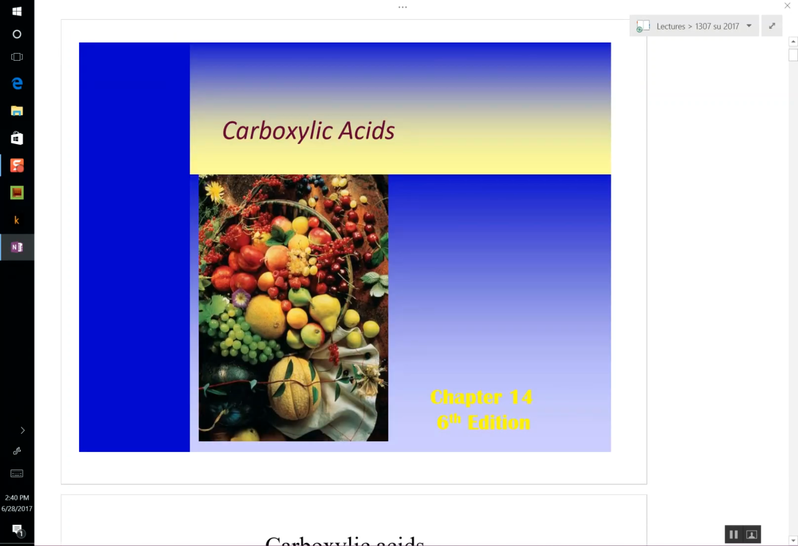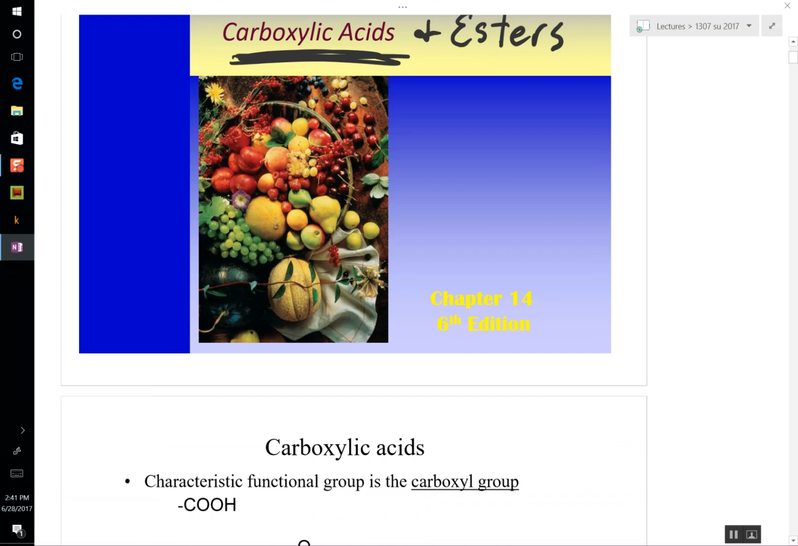So, carboxylic acid. This chapter is going to be carboxylic acids and esters. It's going to kind of break up into those two parts. We're going to start here. We won't introduce esters for a little bit. You make esters from carboxylic acids. So before we can get to esters, we have to get pretty familiar with carboxylic acids.